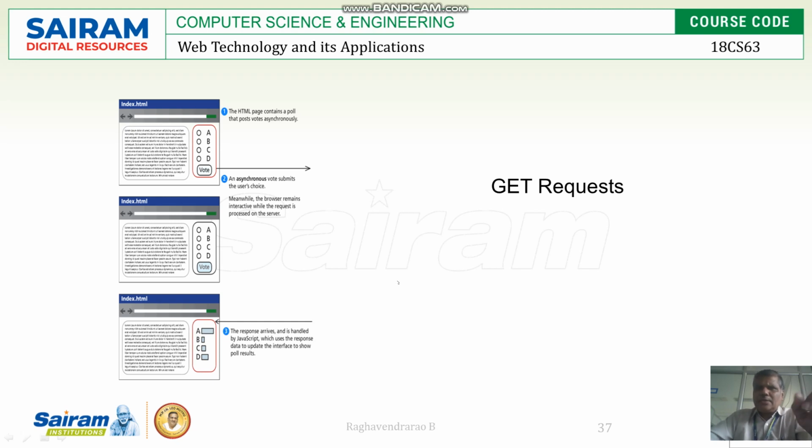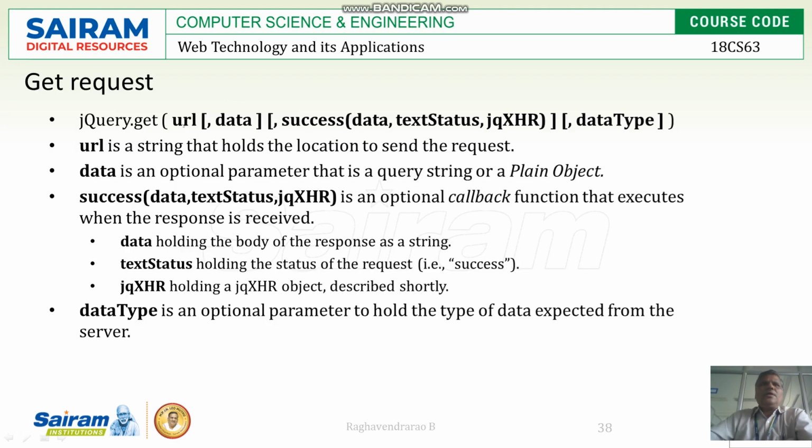Fine, but here we are going to use AJAX, because simultaneously any people can vote. So what are the contents of this get request? Basically, the jQuery get request is going to have URL, data, success callback, and then data, text status, as well as the jQuery XML HTTP request. Then data type, which is the data type that you are going to send. So these things make up the get method request.